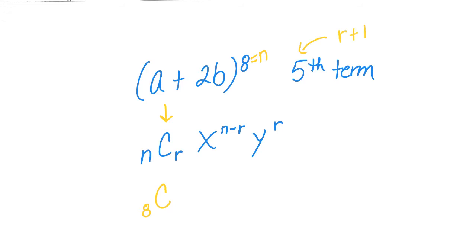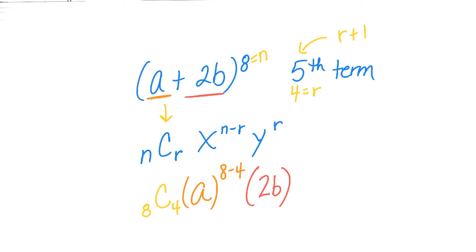So to find the formula that you're using, the formula is for the r plus first term. So r is 1 less than the number of the term that you're looking for. So this is actually going to be 4. 4 is going to be my r. And then we have to take the x. Well, I know that the x is the first term right here. So I need to take a to the, this is literally a, to the n minus r, 8 minus 4. And then my second term, 2b, to the r, which is 4.